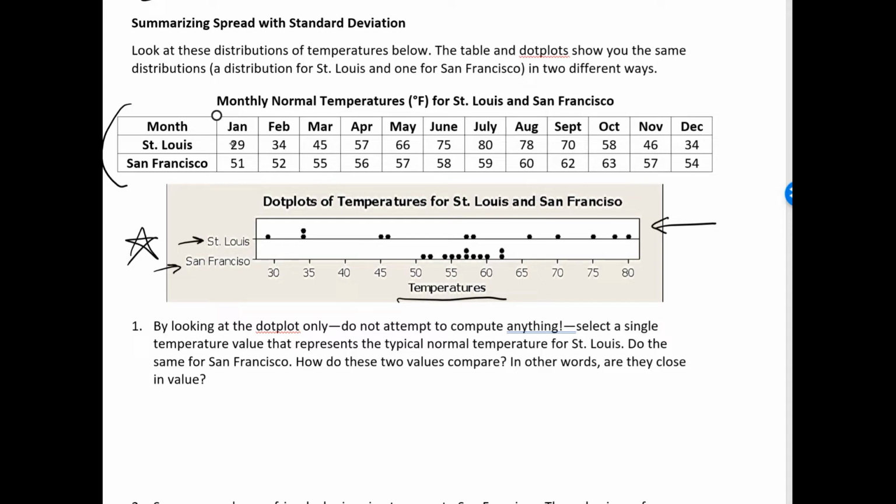Okay, so pick a temperature that represents the whole year in St. Louis, and then do the same thing for San Francisco. So eyeballing it, looking at that data, thinking about what temperature would best represent these values that I have for San Francisco. So take a moment and do that. Pick one for St. Louis, one for San Francisco. And then once you have your two values, I want you to look at them and consider how do they compare to each other? Are they close? Are they far? How are they?